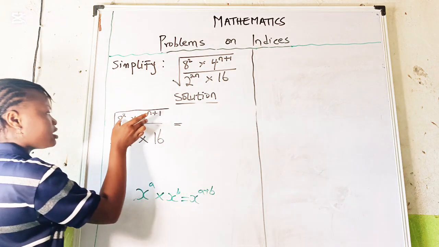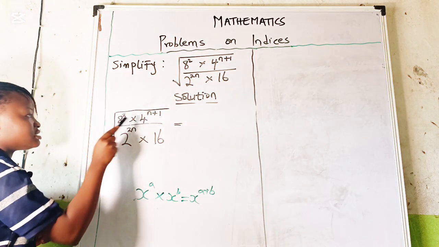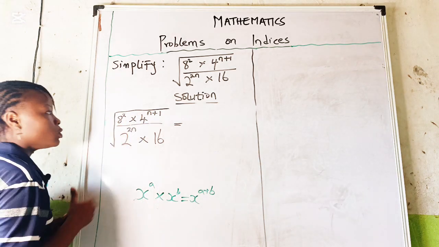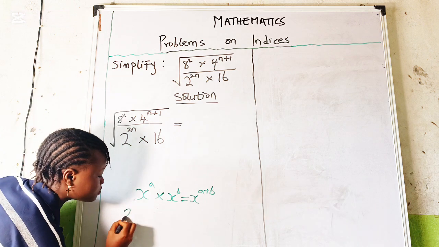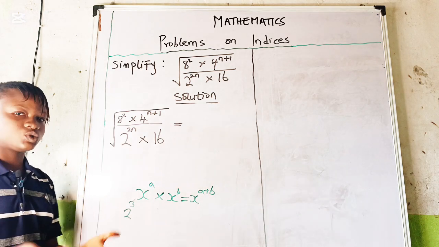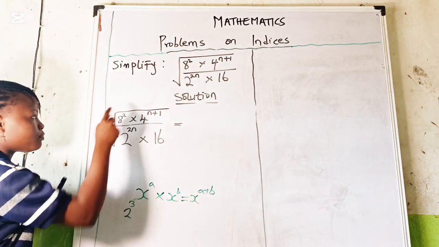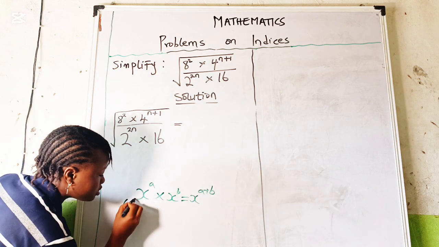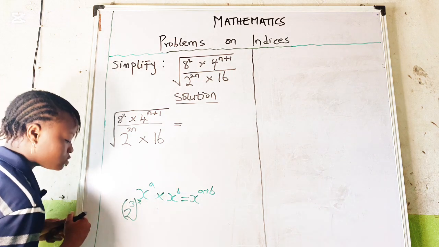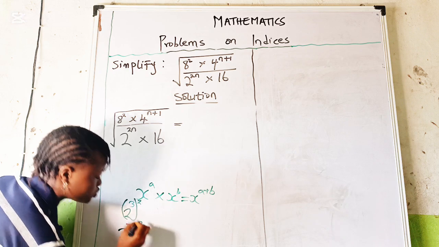This law can be applied here, but whenever you want to apply it, make sure that the bases are the same. So to convert 8 to the same base, you can write it as 2 raised to power 3, because 2 times 2 times 2 will give you 8. So this 2 raised to power 3 will multiply the old power, which is 2. That is 2 raised to power 3 times 2.